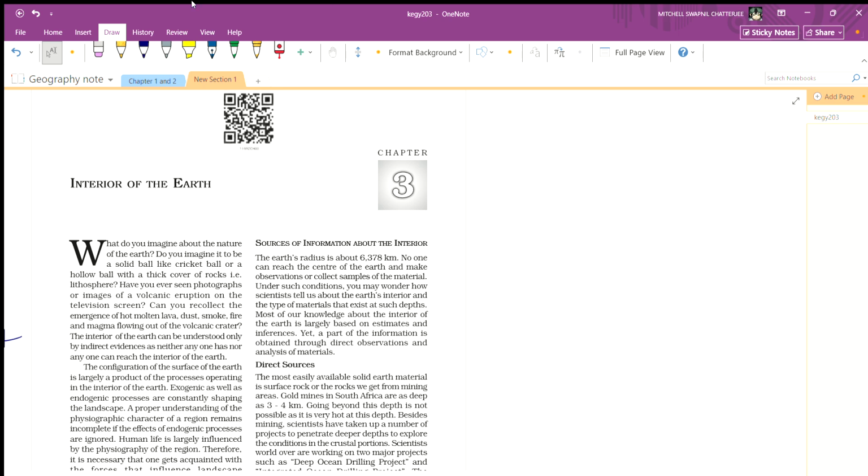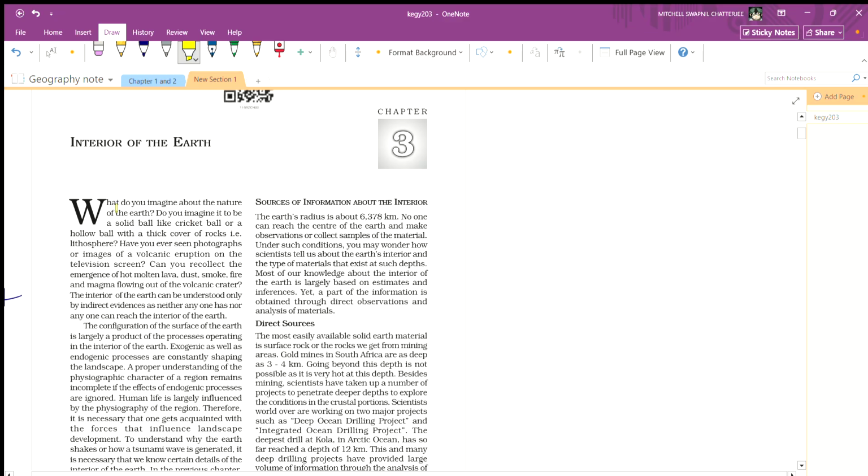I'm starting the reading session from chapter 3 of geography, class 11th. Chapter 3 starts with The Interior of the Earth.